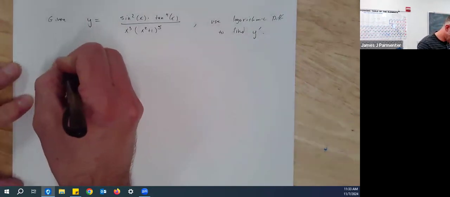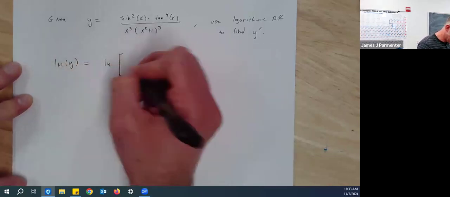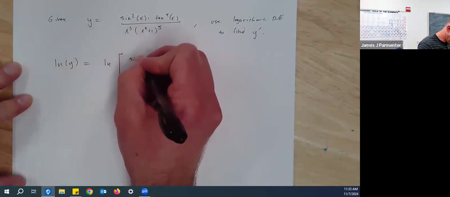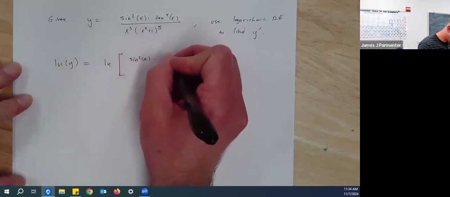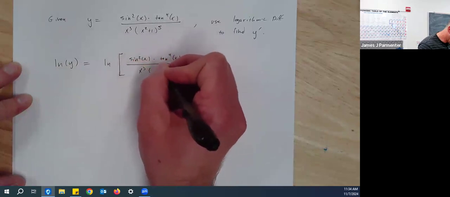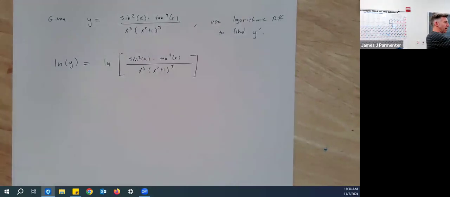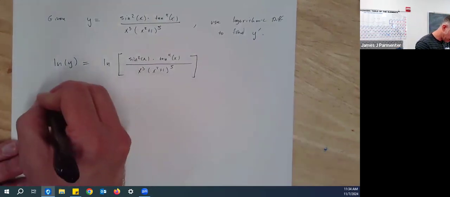And take the natural log of both sides. Natural log of y equals the natural log of all this garbage. Sine squared of x times tangent to the 4th of x divided by x cubed times x squared plus 1 to the 5th. And then unlike the previous problems where we're then bringing down the power of whatever our variable is, here we're going to break this up as much as we can. So here's my first step.